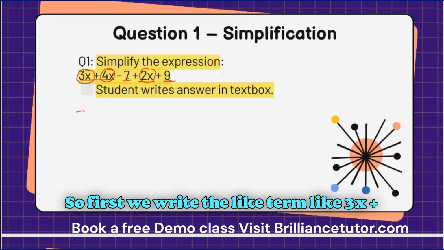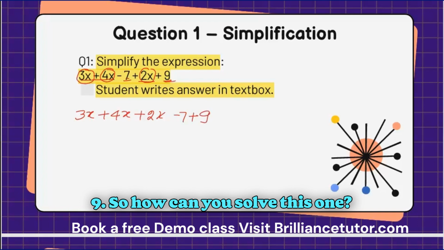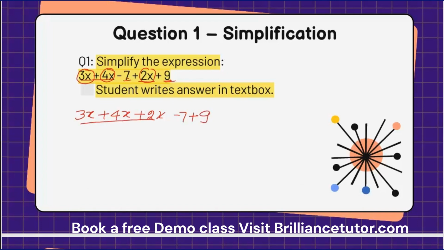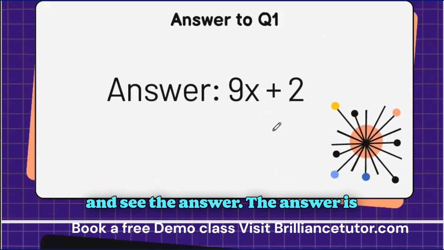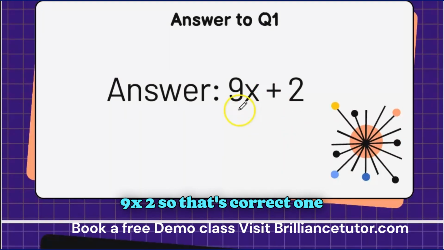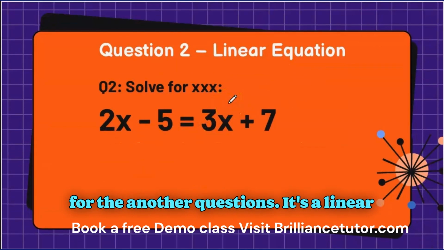So first we write the like terms, 3x plus 4x plus 2x, and here is minus 7 plus 9. So how can you solve this one? 4 plus 3 is 7, 7 plus 2 is 9x. And minus 7 plus 9 is plus 2. I hope you understood this question. See the answer: the answer is 9x plus 2. So that's the correct one. Now we will go for another question.